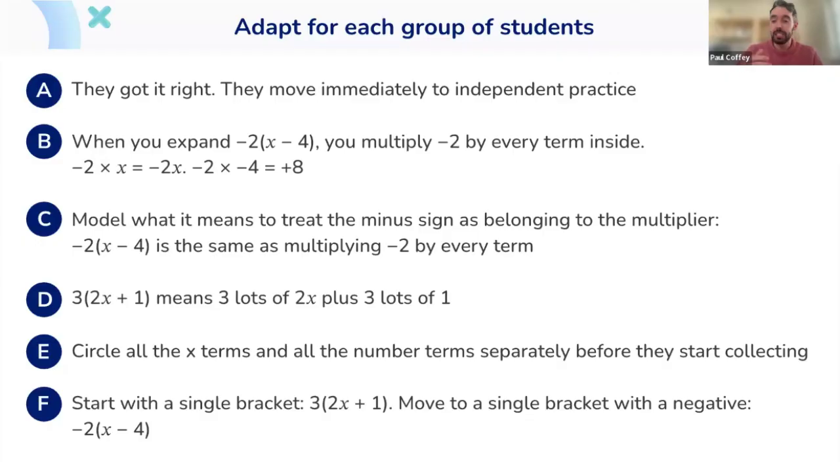Work with them directly, maybe start with a single bracket, 3 bracket 2x plus 1. Can they do that? If yes, let's move on to single brackets with a negative, get them secure on each step before combining with the 2 brackets.